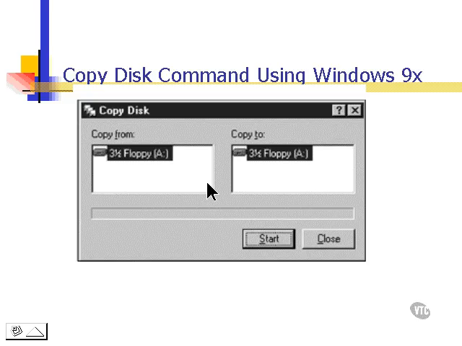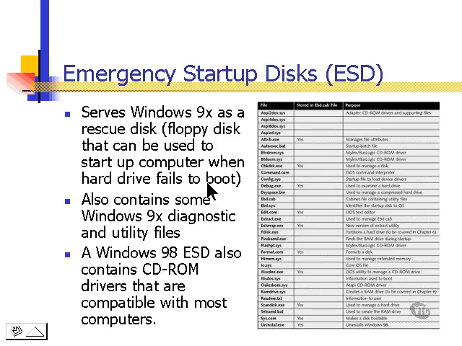One of the handiest disks to have around is a startup disk. And the best startup disk to have around is a Windows 98 startup disk, because the Windows 98 emergency startup disk contains CD-ROM drivers that are compatible with most computers. It contains approximately 26 files that can be used to start the system as well as to do some basic diagnostics. But the best thing about a Windows 98 startup disk is that it does contain the CD-ROM drivers that can be used with most computers.